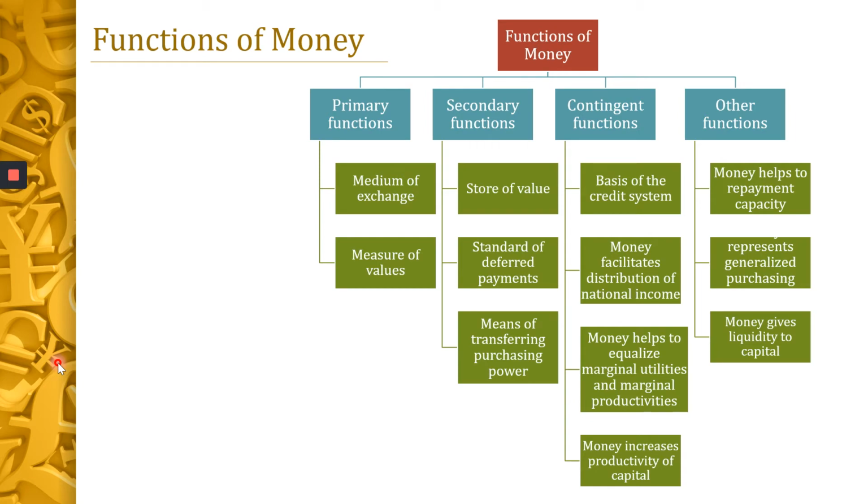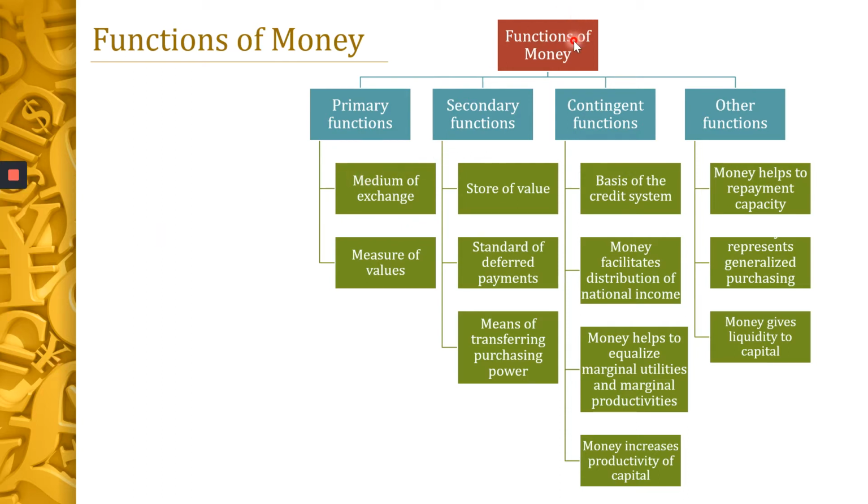We have already seen the meaning of money, the definitions given by Crowther and the definition given by Walker for money. We have seen the evolution of money. We saw the barter system, the metallic standard, the gold standard, the silver standard, the paper currency standard, the plastic money, and cryptocurrency. Today, let us see the functions of money.